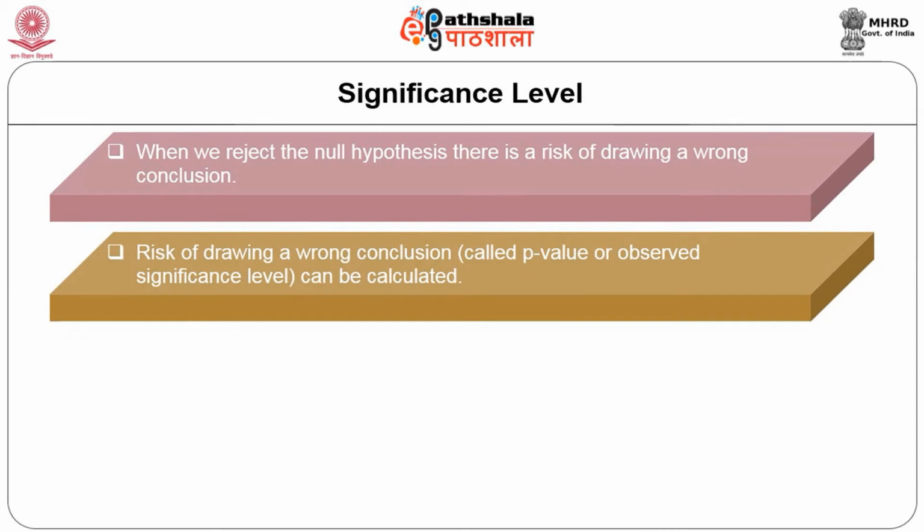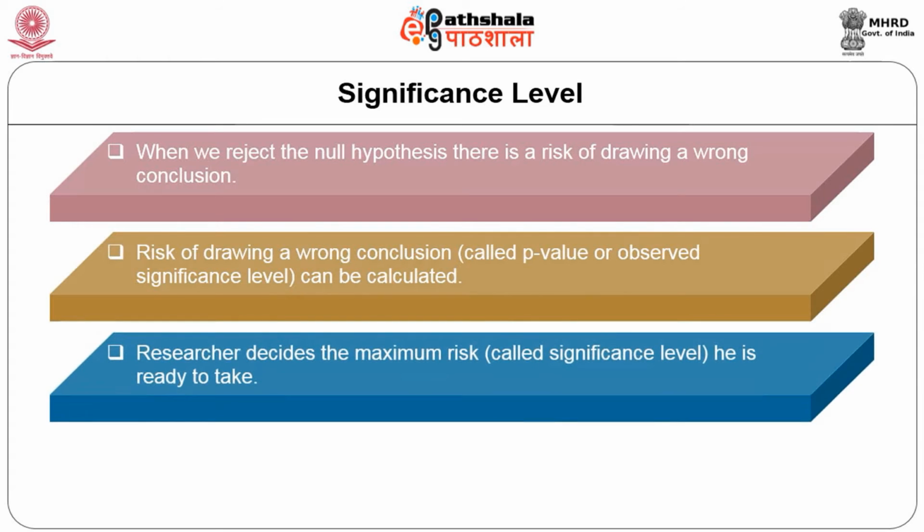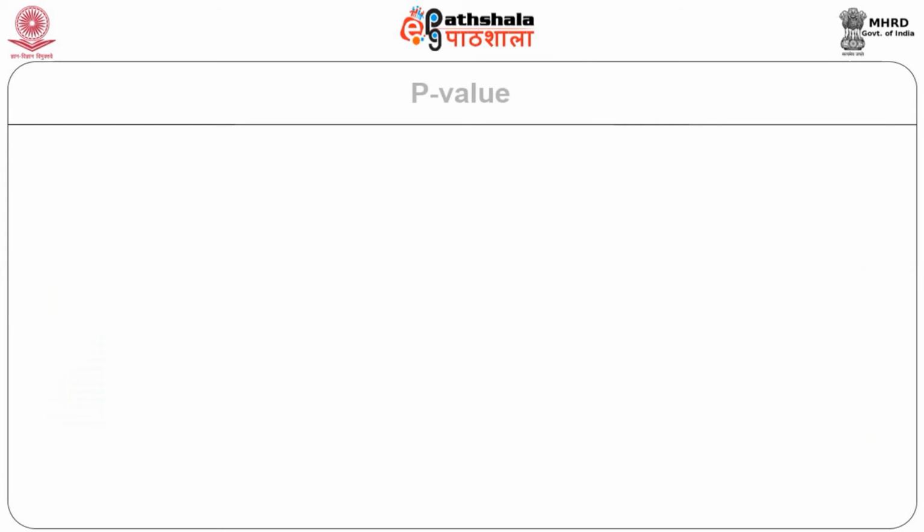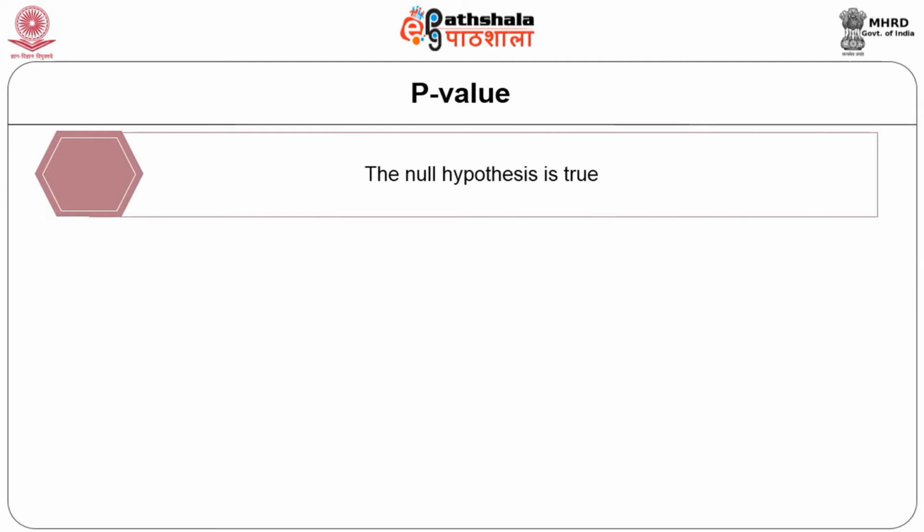The risk of drawing a wrong conclusion, called the p-value or observed significance level, can be calculated. A researcher decides the maximum risk, called the significance level, he is ready to take. Usually the significance level is 5%. That means if you repeat the experiment 100 times under ideal circumstances, 95 times you get the same answer, and 5 times you may miss. That is called the significance level, which we call p less than 0.05.